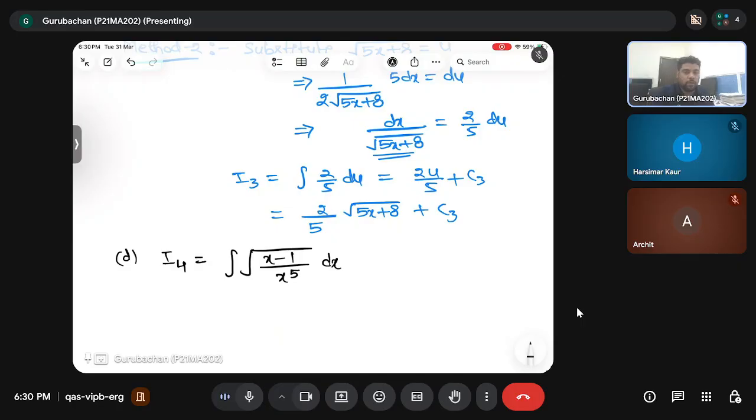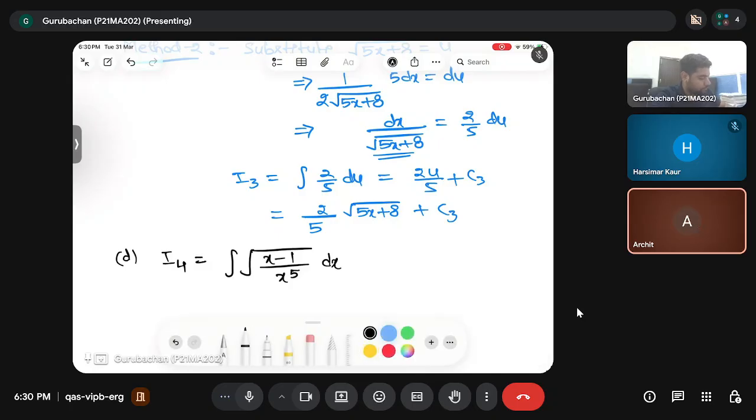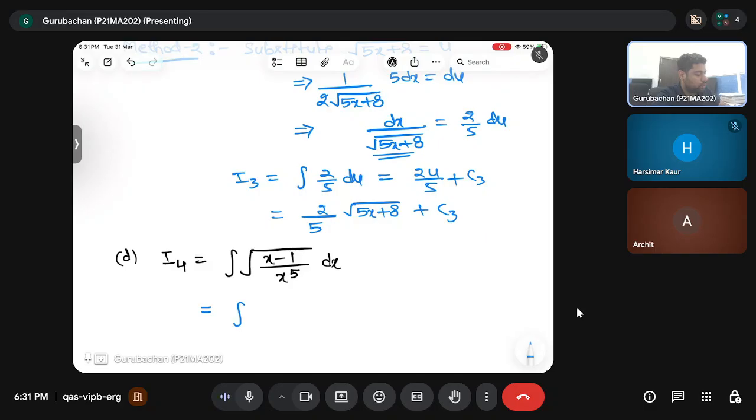Did you get the idea? What substitution can you do here? Yes, sir. Sir, we can substitute 1 minus 1 by x equal to u. Okay. So to do that, just first write like this.